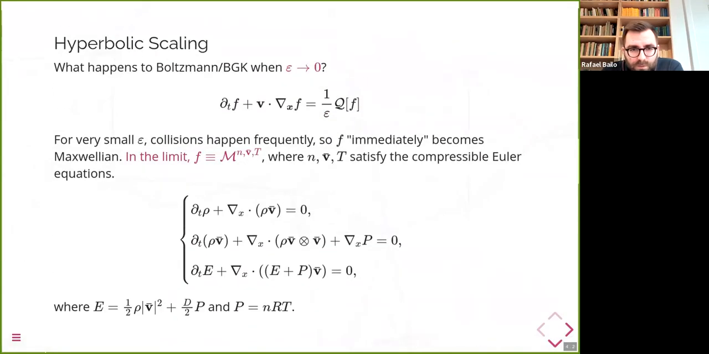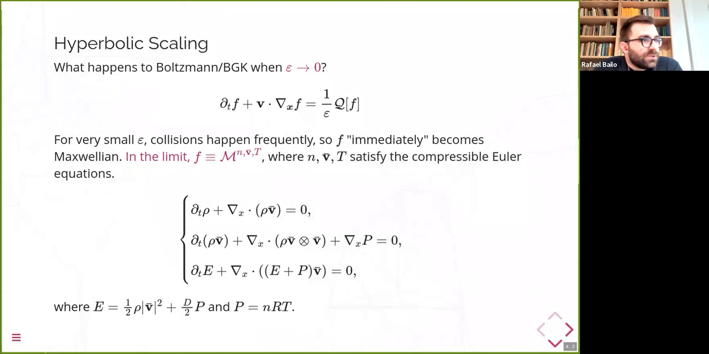Well, I'll tell you first about the scaling, and then I'll tell you about the numerical method, sorry. So here's an innocent question. And innocent questions are the worst questions to ask in mathematics because they always have devilish answers. What happens when you take the Knudsen number to 0? What happens if the frequency of collisions is increased to infinity?